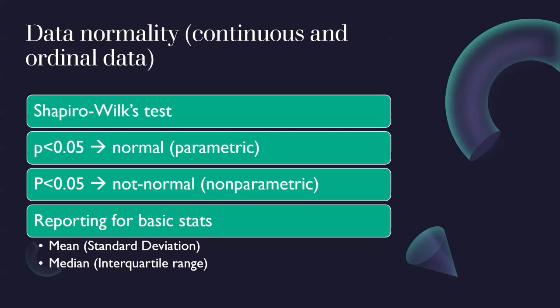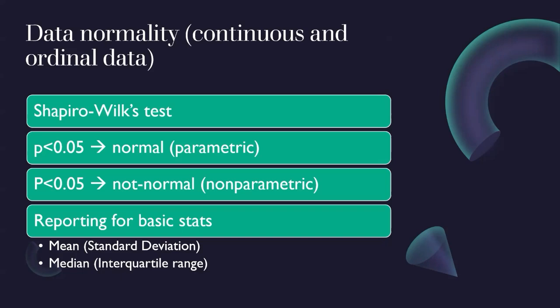If the p-value, apologies for the typo, is greater than 0.05, your data set is considered parametric or normal data, in which case you can use all statistical tests for normal data. If your p-value is less than 0.05, the data is non-parametric, meaning it is skewed, and you would have to use non-parametric statistical tests.